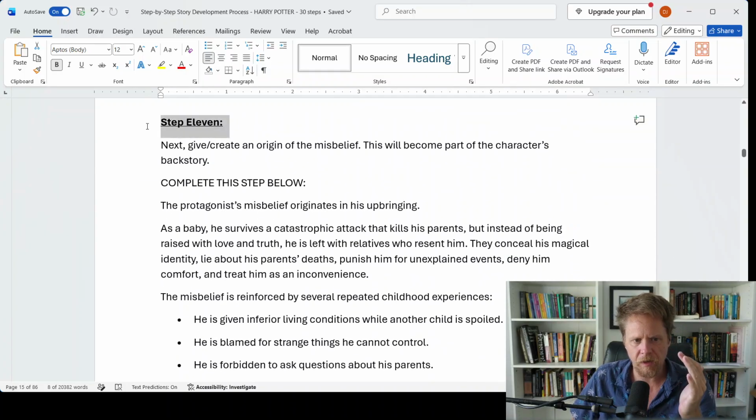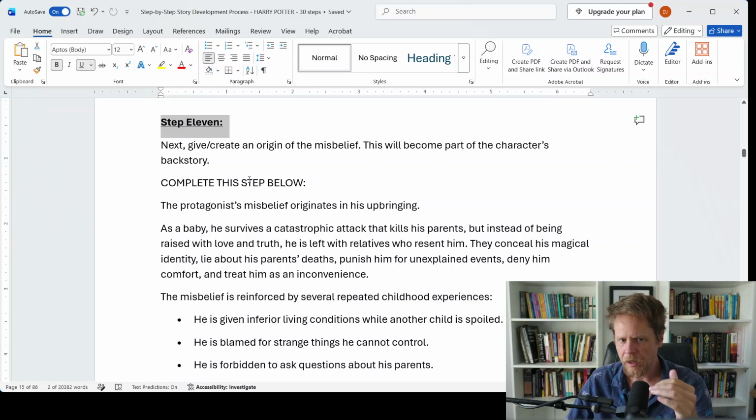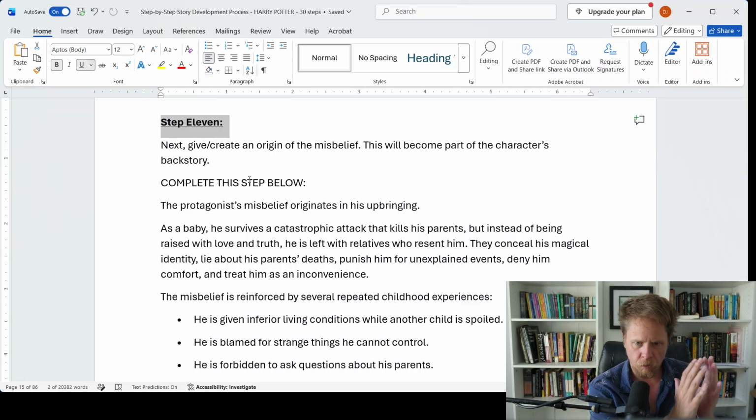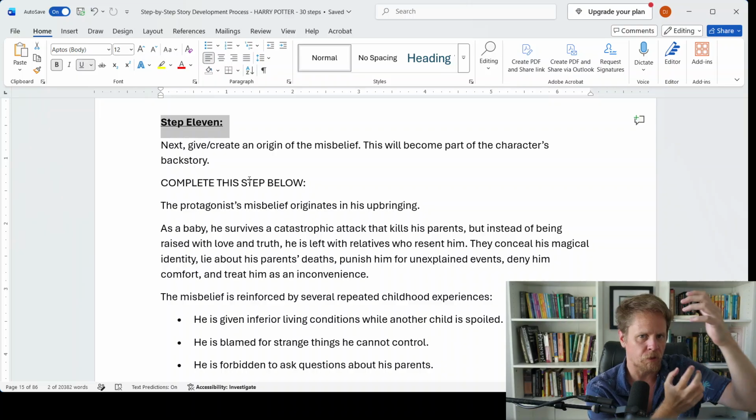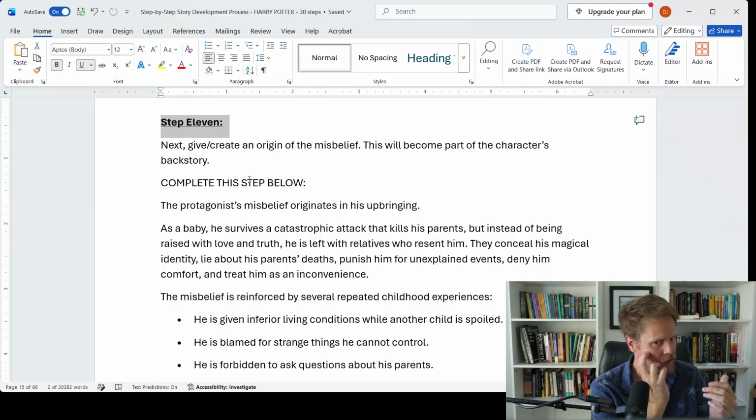Now we're going to get into step 11. This is where you have to give an origin of your misbelief. This will ultimately become part of the character's backstory, but it's going to help us really understand the psychological depth and the reason why a character has a flaw.